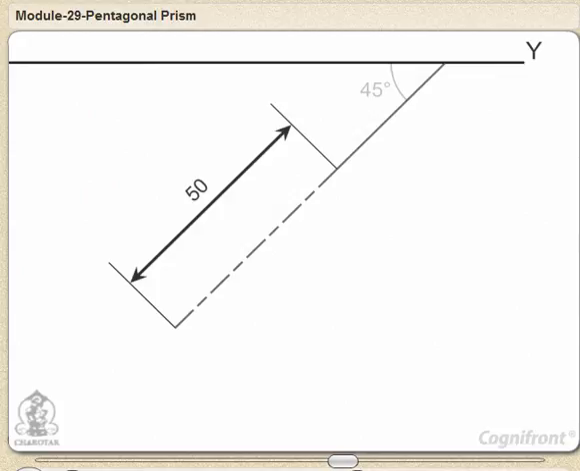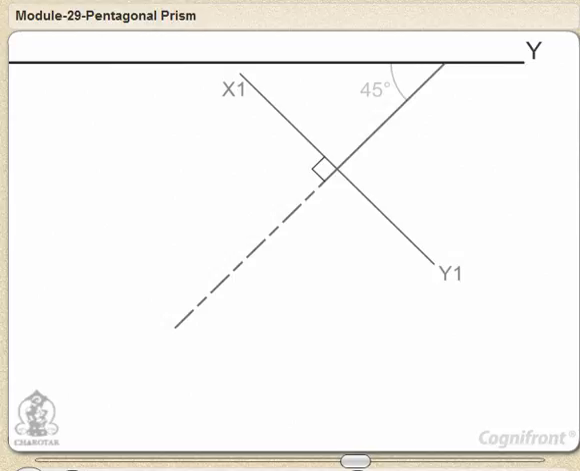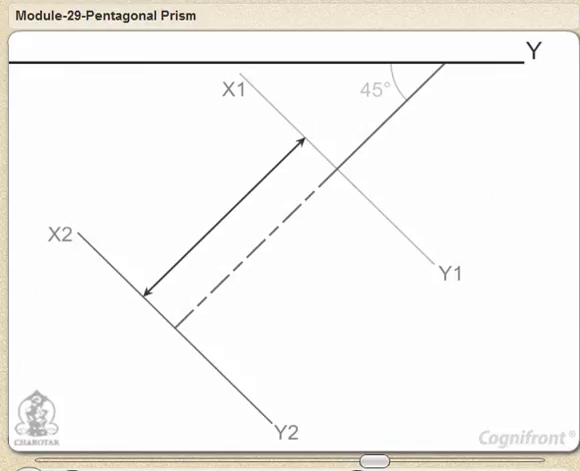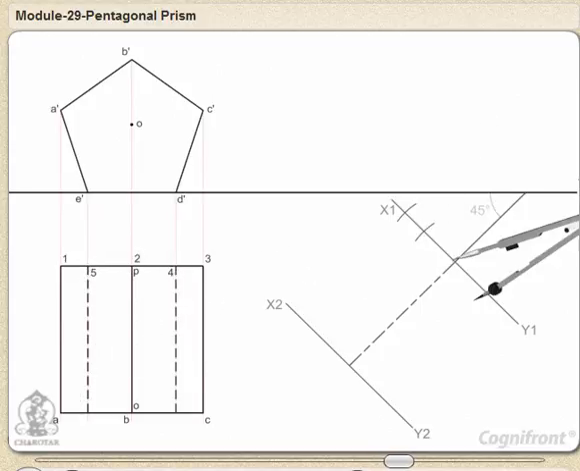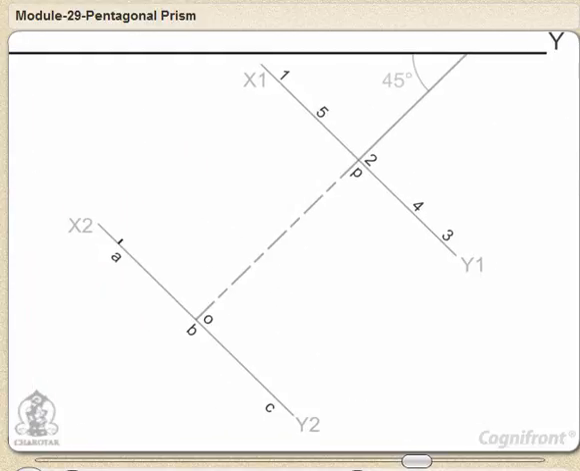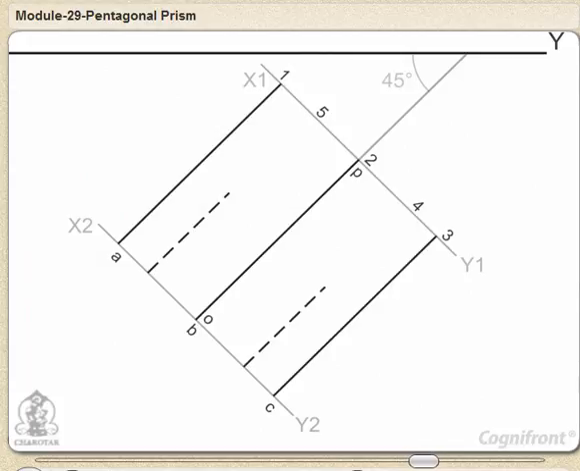Then draw a perpendicular line x1 y1 passing through this axis. Next, we shall draw a line x2 y2 parallel to x1 y1 at a distance of 50 mm. Use a divider to measure the distances of the corner points from the existing top view and mark them respectively in this new inclined top view. Finally, connect all points in proper sequence. Here observe that the hidden lines are shown in dotted pattern.